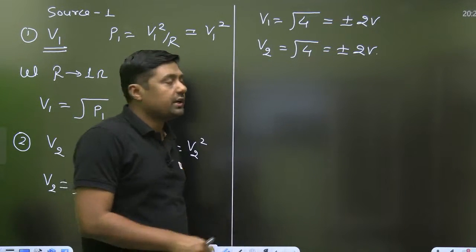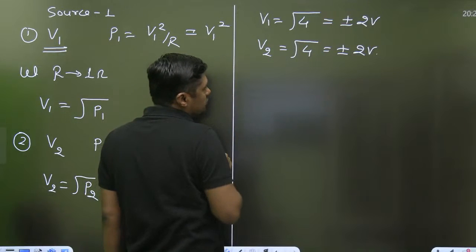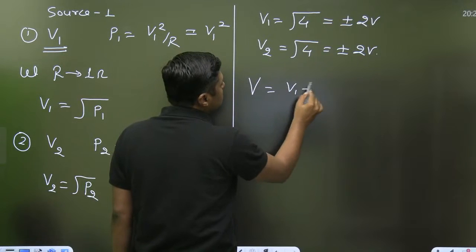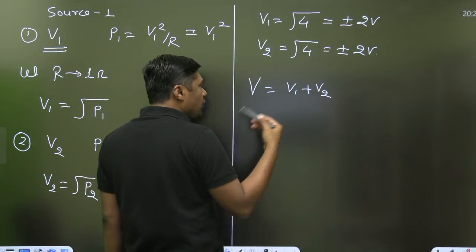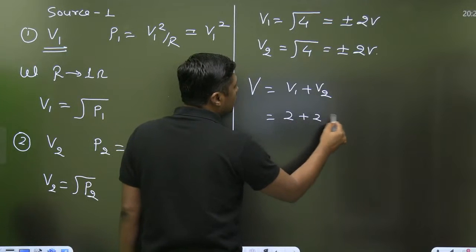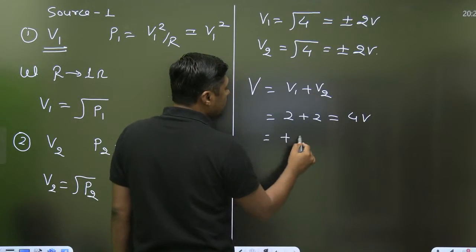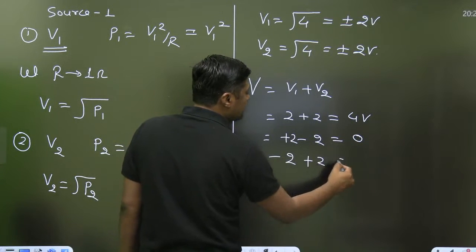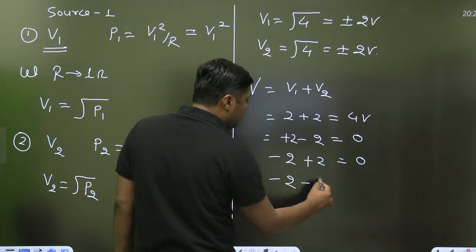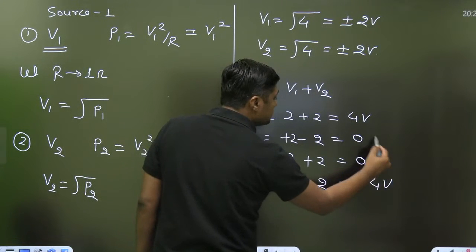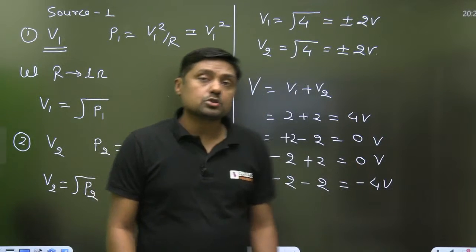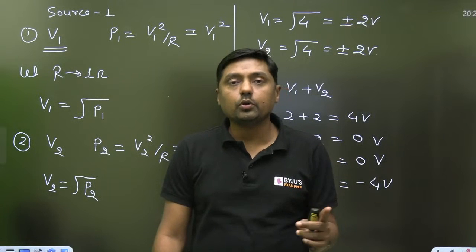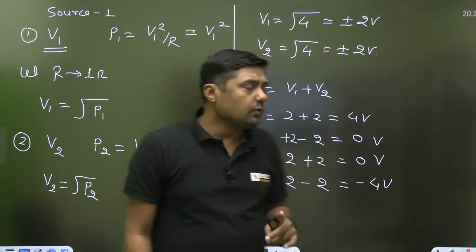So what will be the total current? This is because of the source 1. This is because of the source 2. So what will be the total voltage? V1 plus V2. But what are the various possibilities? Both are positive, 4. One positive, another negative, 0. This negative, other positive, 0. And both are negative, minus 4 volt. So there are 4 possibilities, right? Both may be positive, one positive one negative, one negative one positive, and both may be negative.